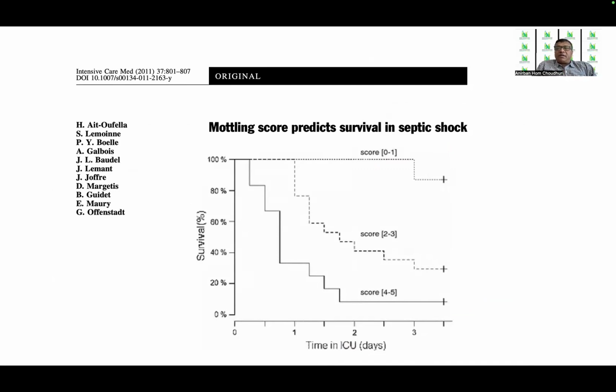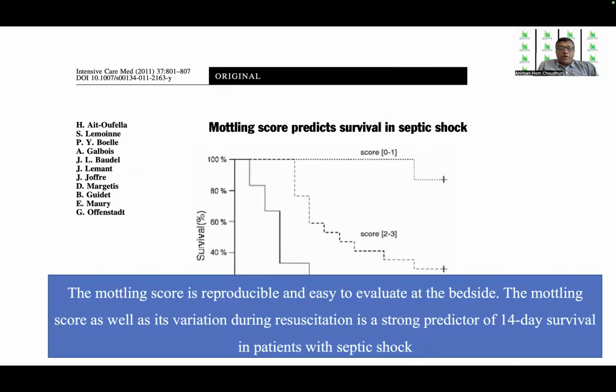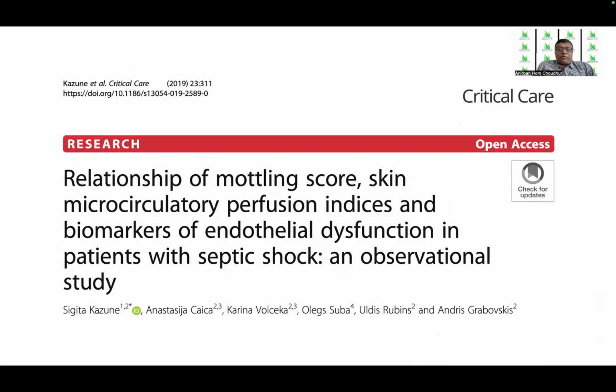Now, this was first discussed in 2011 in Intensive Care Medicine, and the same authors, Ait-Oufella, had also published another study in the same year. In 2013, they published another study on microcirculatory failure in non-sepsis patients. Now, in this study, mottling score predicts survival in septic shock. They said that this mottling score is reproducible and easy to evaluate at the bedside, and the mottling score, as well as its variation during resuscitation, is a strong predictor of 14-day survival in patients with septic shock.